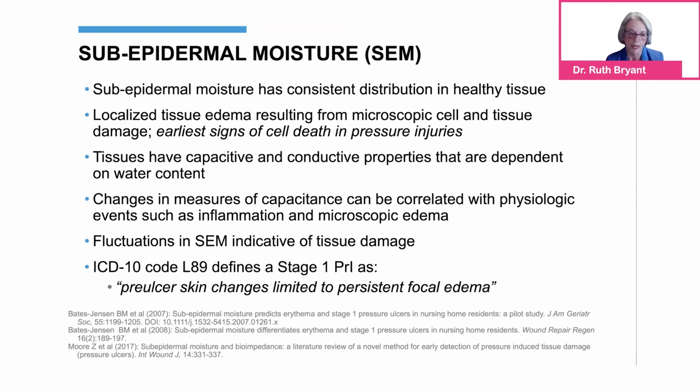And I also just wanted to point out that ICD-10 code L89 defines a stage 1 pressure injury as a pre-ulcer skin change limited to persistent focal edema. So the concept is already recognized and in our ICD-10 codes: persistent focal edema, or that microscopic edema.